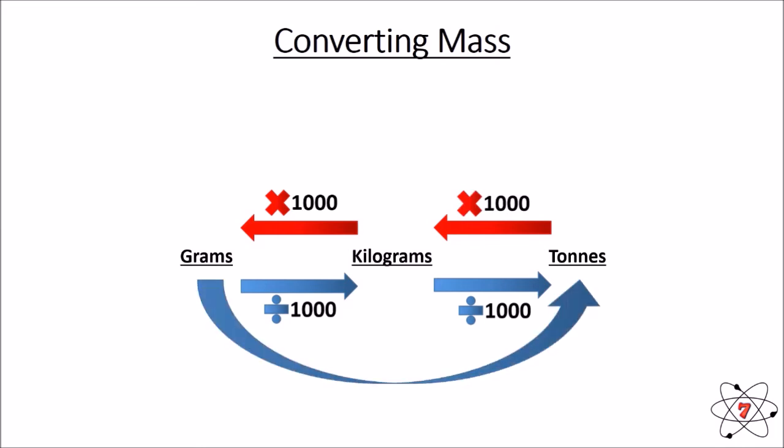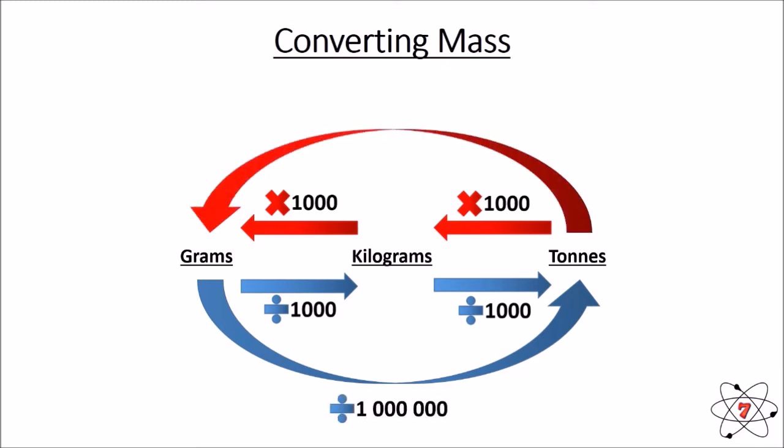So, how do I get from grams to tons? Well, it's 1,000 times 1,000, which is 1,000,000. So to go from grams to tons, I must divide by 1,000,000. To go from tons to grams, I must multiply by 1,000,000. And we can always follow these rules when we're converting. Some conversions are a bit more complicated, but they generally follow the same pattern.